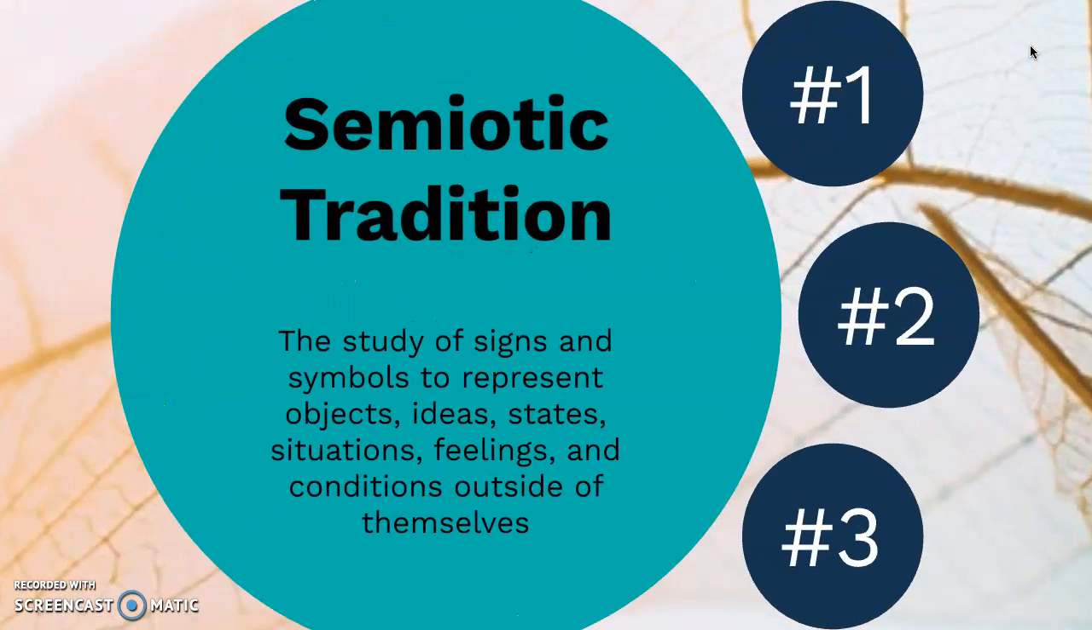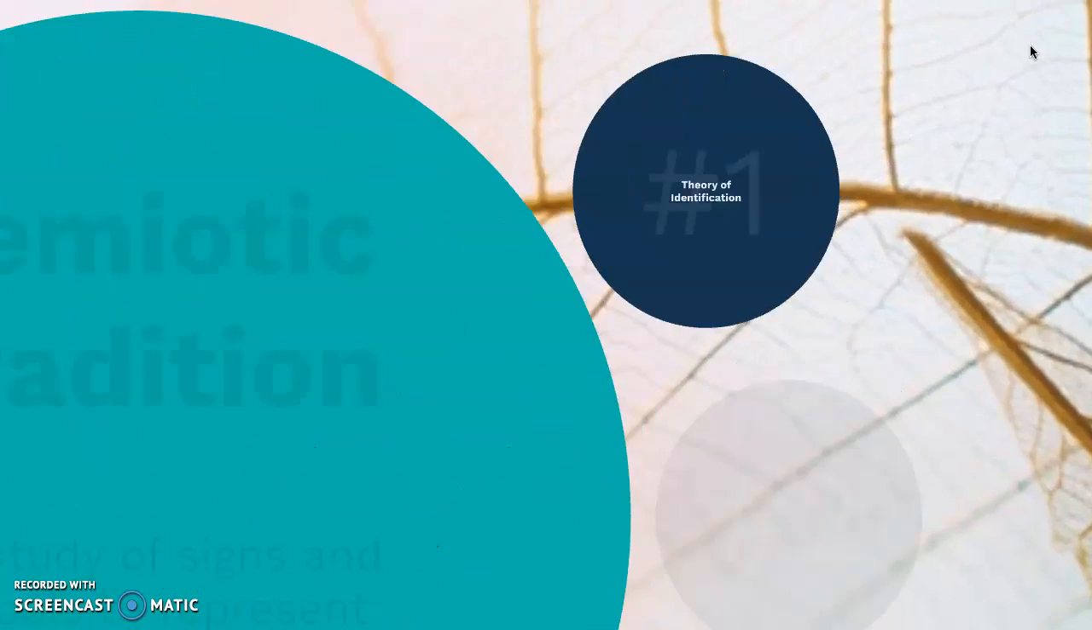The second tradition is the semiotic tradition. This one is concerned with signs and symbols in communication. This tradition is a foundation of communication theory because basically in order for communication to occur, there must be a shared understanding, not only of individual words, but also grammar, society, and culture. There are three theories associated with this tradition as well.